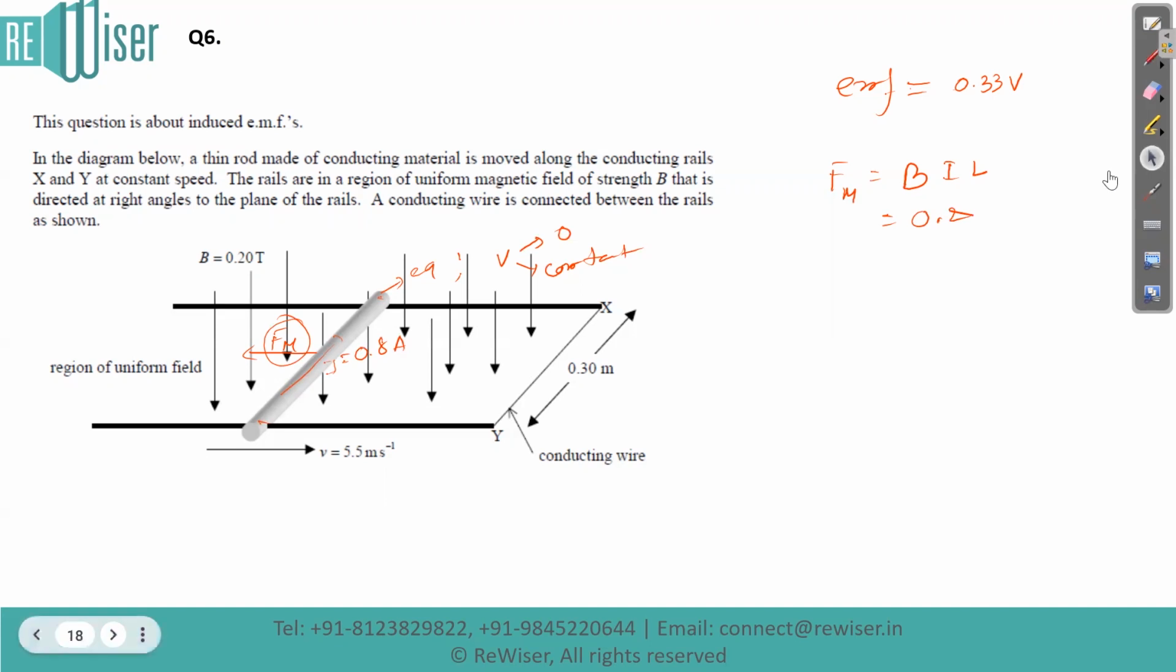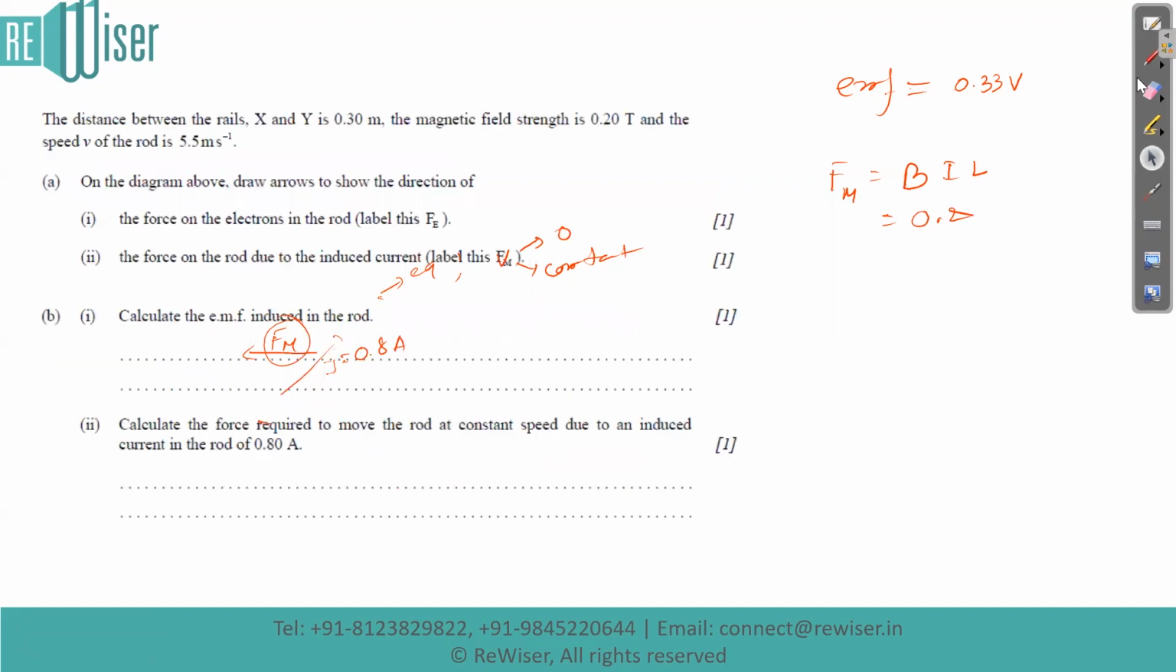0.2 is given here. L is 0.3. Current is 0.8, and L is 0.3. So 0.2 into 0.8 into 0.3, we get 0.048 Newton, or 4.8 into 10 to the power minus 2 Newtons. This is the force.